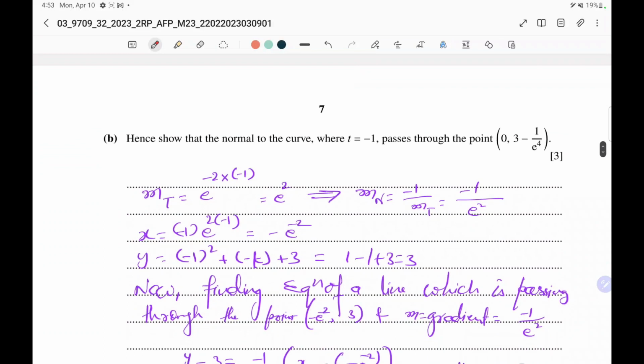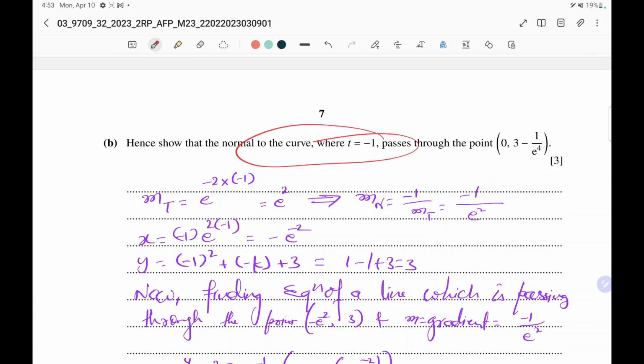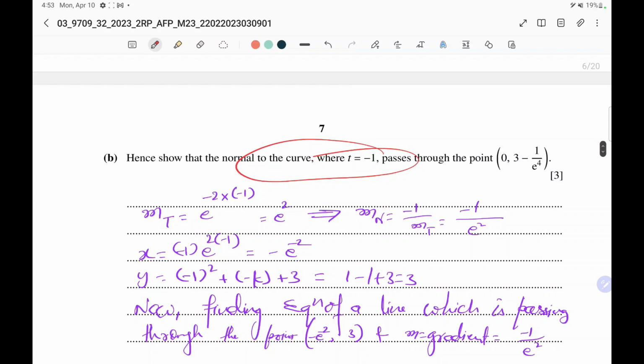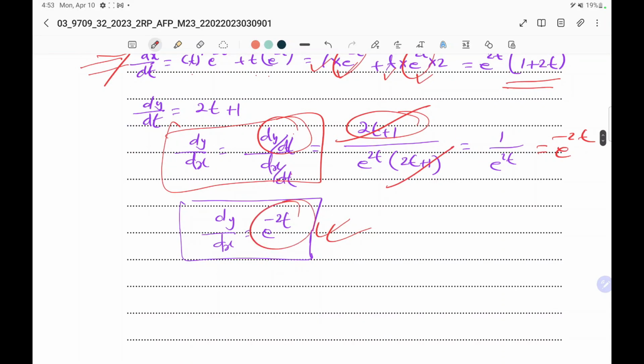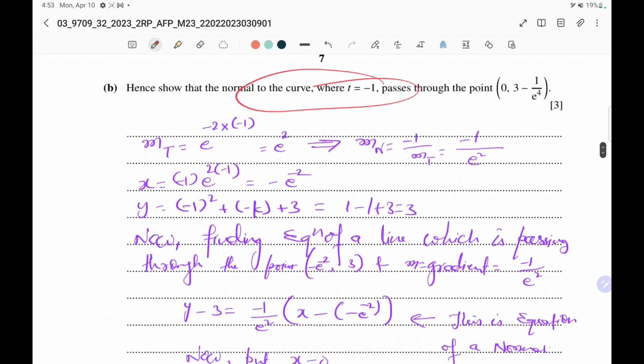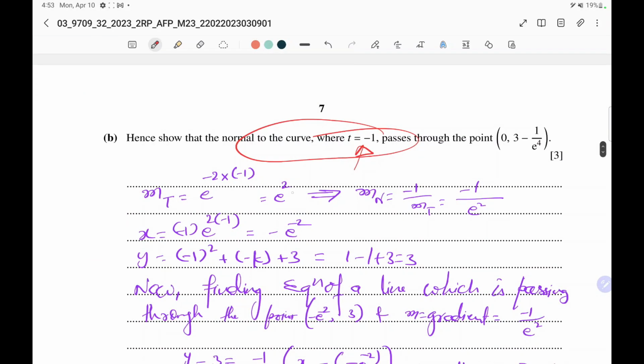Okay, now hence show that the normal to the curve where t is minus 1 passes through a point. It means we need to find the equation of the normal when t is minus 1. So the slope of the tangent will be e to the power minus 2t, because this is dy by dx. With t is minus 1, e to the power minus 2 times t gives e squared as the gradient of the tangent. Then the gradient of the normal is minus 1 over the gradient of the tangent, so minus 1 over e squared.